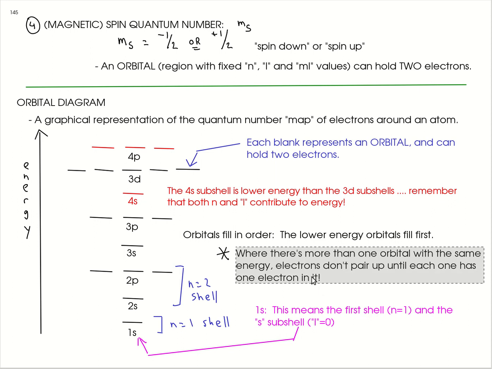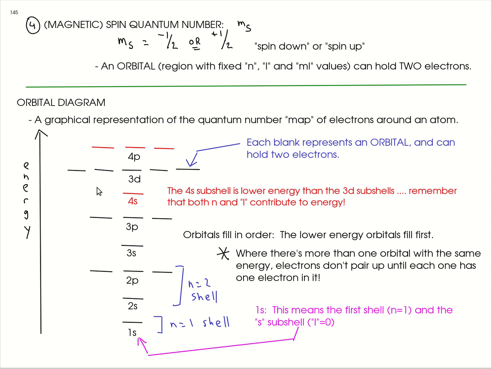We're going to show some filled up ones in just a second, but one thing I will put here is when there's more than one orbital with the same energy, electrons generally don't pair up until each one has 1 electron in it. That's something called Hund's rule, which we'll discuss in just a minute. But all you got to know here is how many electrons there are, and then you just start putting them in from the bottom, working your way up to the top.